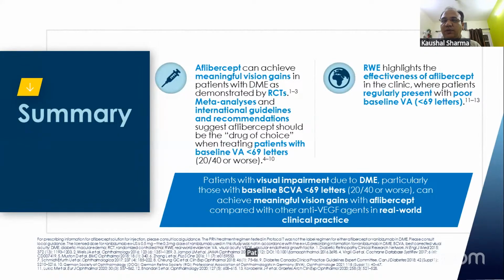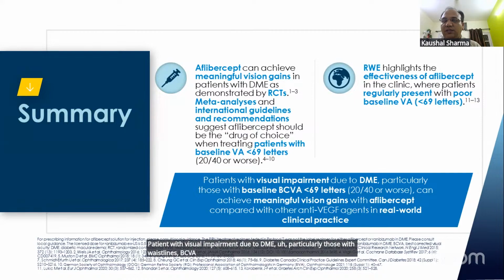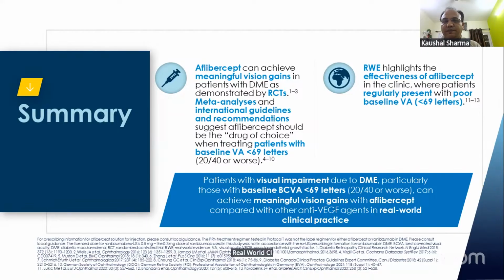Patients with visual impairment due to DME, particularly those with baseline BCVA less than 69 letters, 20/40 or worse, can achieve meaningful vision gains with aflibercept compared with other anti-VEGF agents in real-world clinical practice.